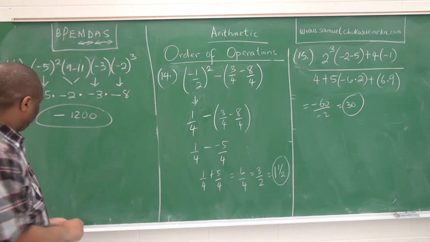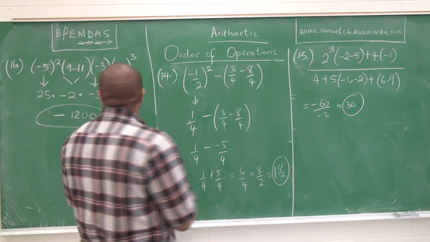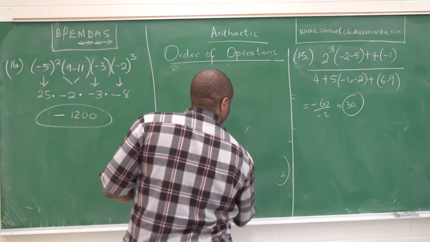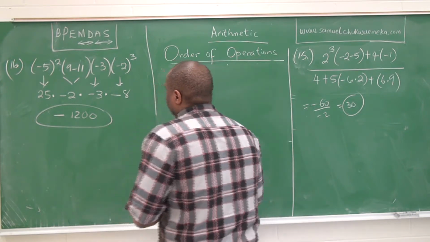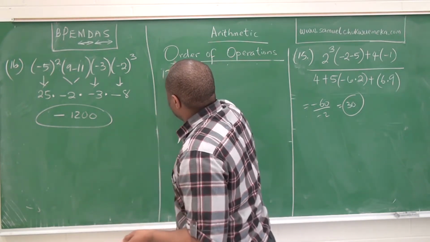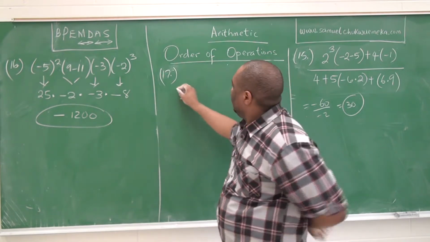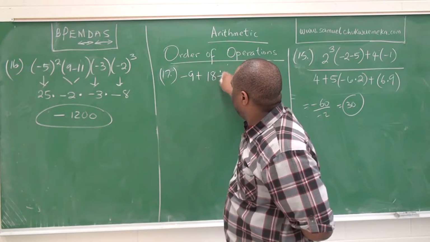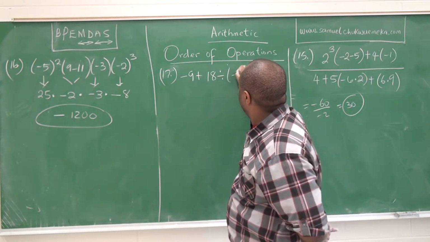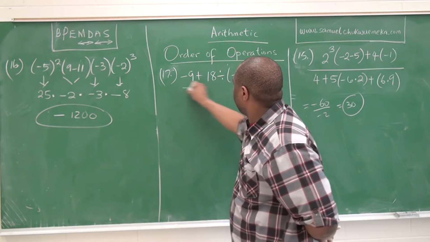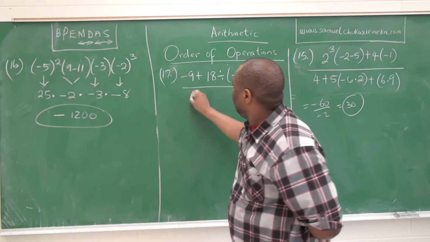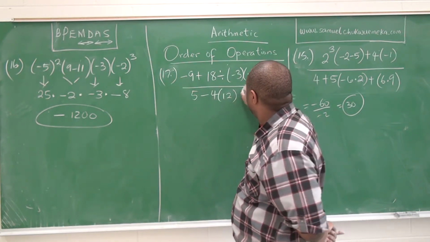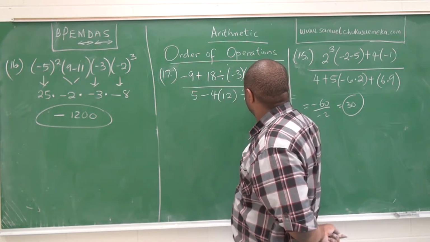Okay? Then 17. Negative 9 plus 18 divided by negative 3 times negative 6, all over 5 minus 4 times 12 divided by 3 times 2. Okay.